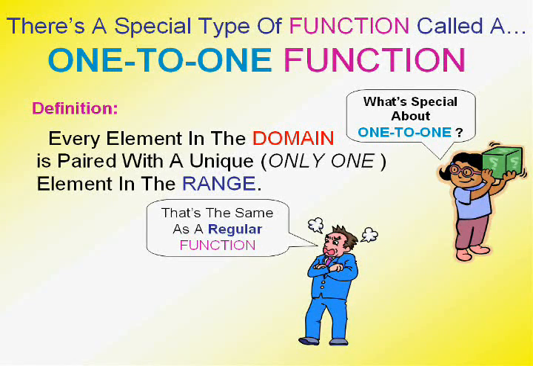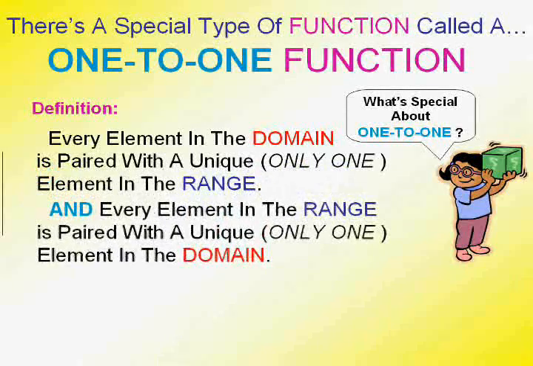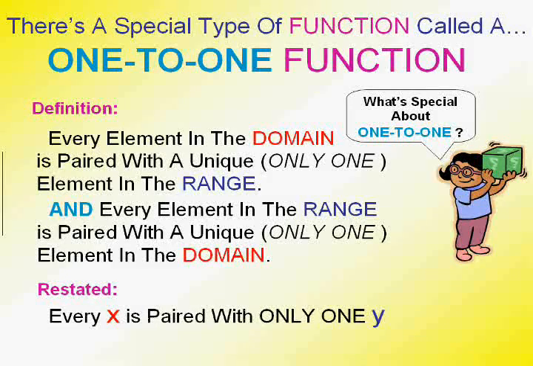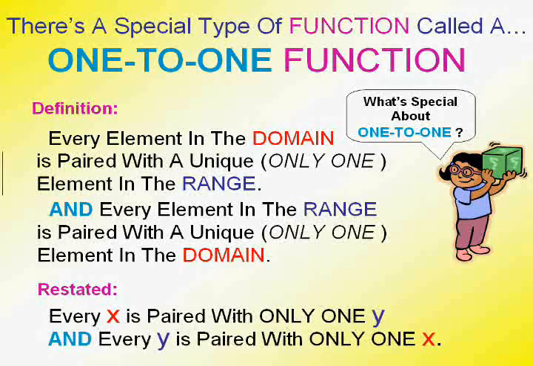The other additional part that makes it a special function is that every element in the range is paired with a unique element in the domain. So it works both ways. In other words, if we went backwards, it would be a function as well. Another way to say this is that every x is paired with only one y, and every y is paired with only one x.